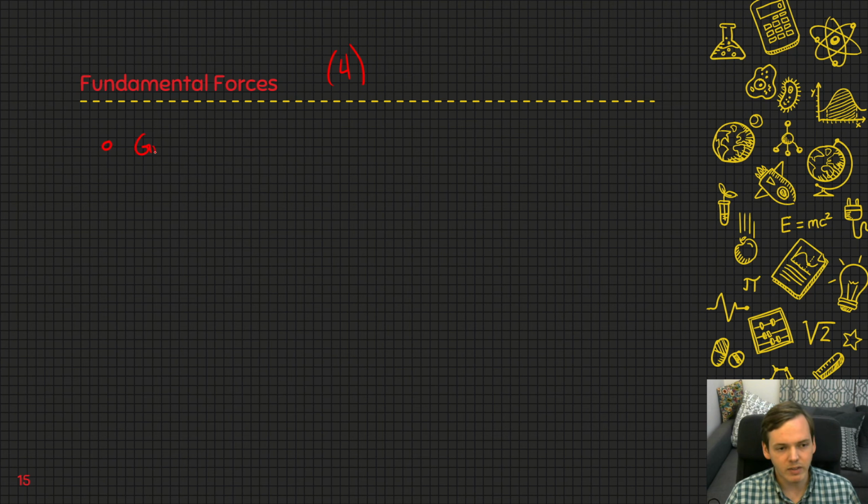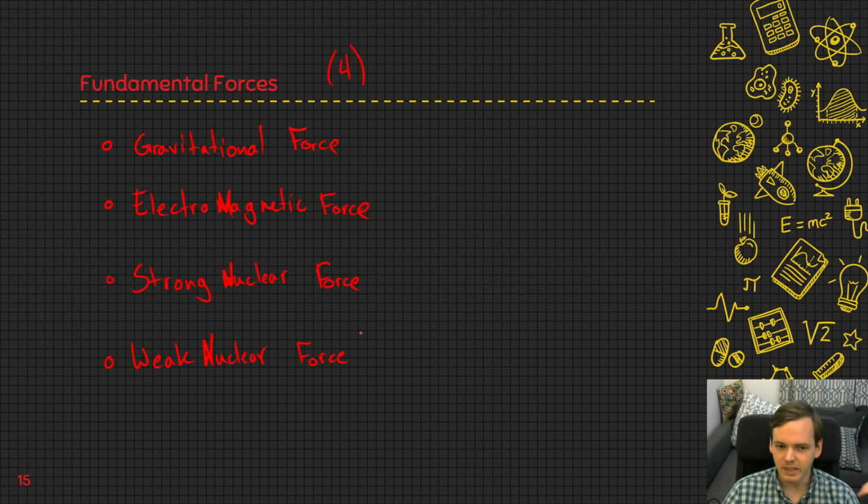And those are the gravitational force, the electromagnetic force, the strong nuclear force, and the weak nuclear force. So these are the only four forces that exist.